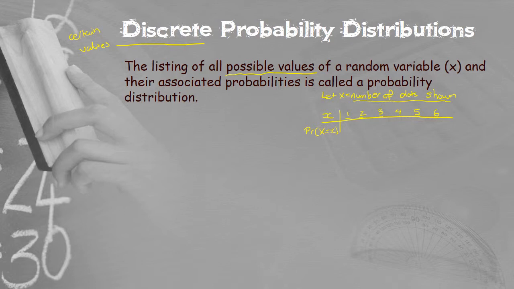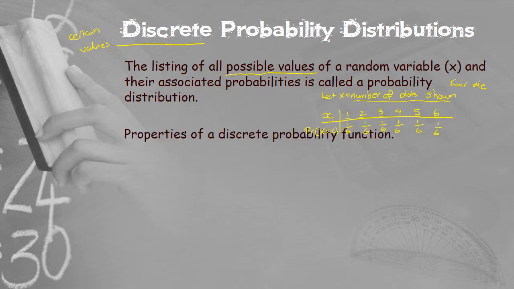Now in this case, assuming it's a fair die, not biased, there's an equally likely chance of landing on each of these. There is a 1 in 6 chance that we would see 1 dot, a 1 in 6 chance we'd see 2 dots, and again, you can see our pattern here. There is an equal chance for all of them. So this is an example of a probability distribution.